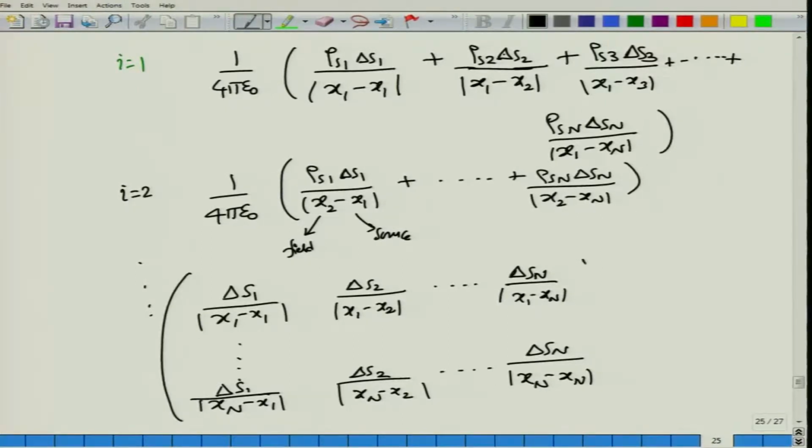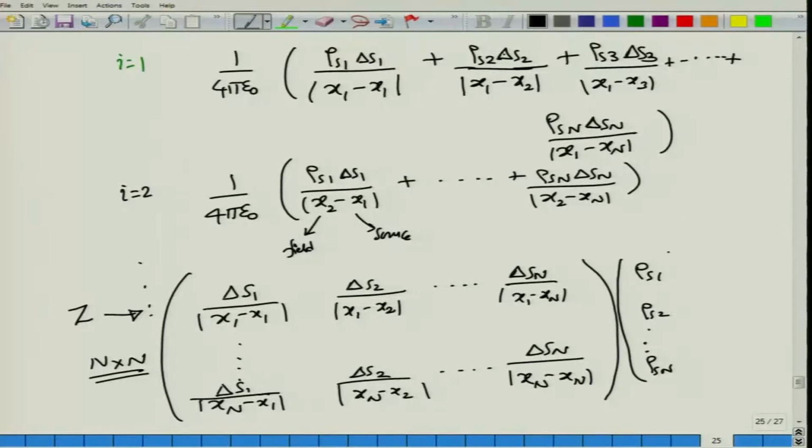Okay, so this is the matrix which will be an n cross n matrix. You can put a shorthand notation for this matrix as some Z matrix. What is the unknown vector? Rho s1, rho s2, all the way up to rho sn. These are the values which I don't know, so I put them as an n cross 1 unknown vector. Finally, onto this side I have all these constants, which are 4 pi epsilon 0, 4 pi epsilon 0, 4 pi epsilon 0. Why is this?